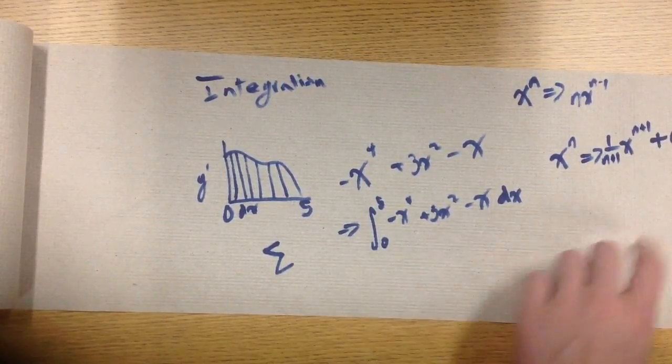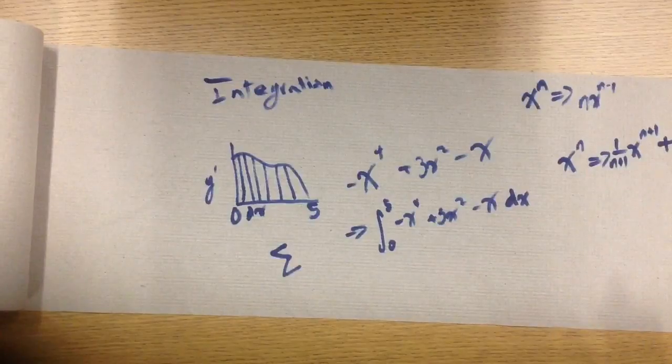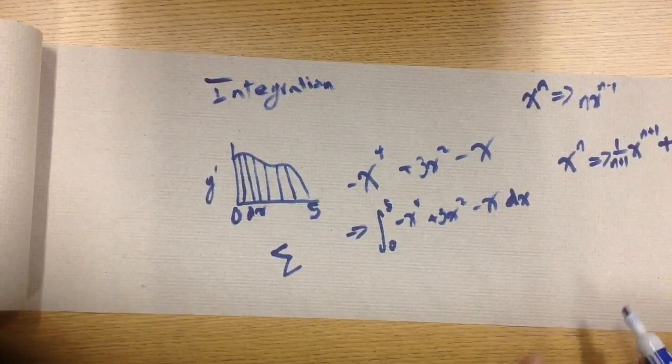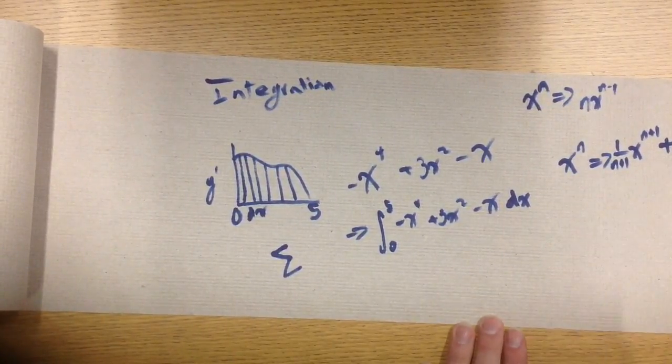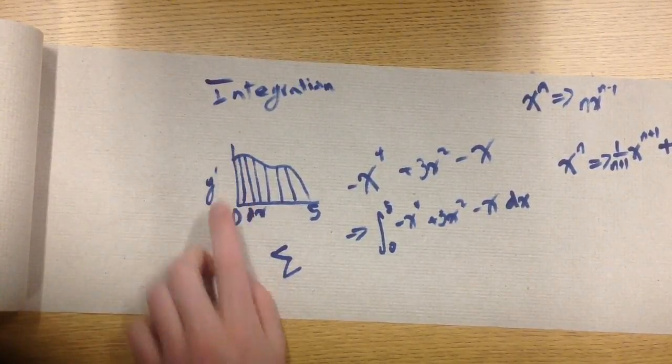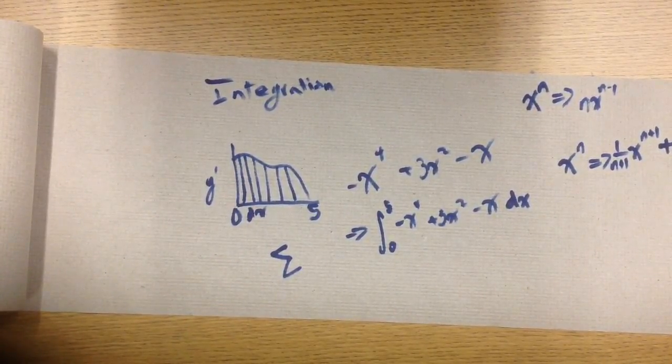Remember from derivation that whenever we had a constant, it goes away because it's not a power of the thing you're deriving by. So when we're integrating, we have to add c, which is just any constant number, because we don't know where on the y-axis this graph is taking place. We only know what it's doing in the x.